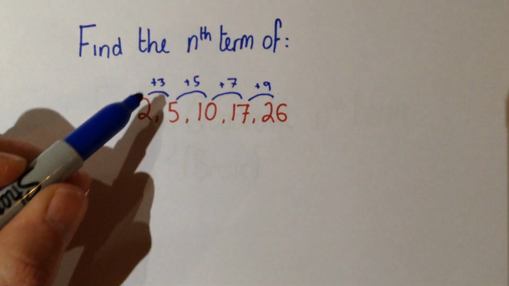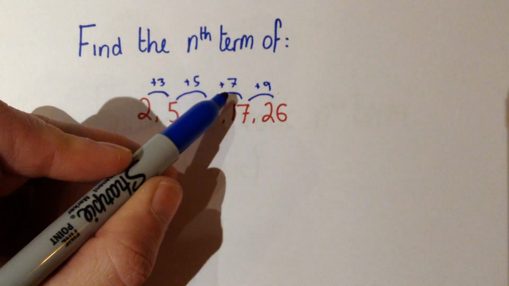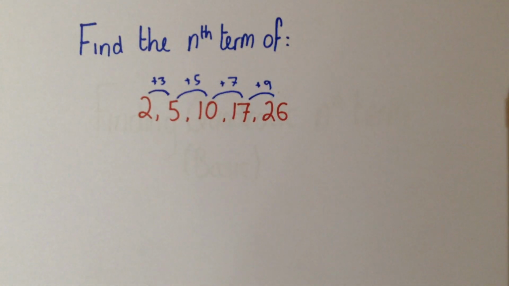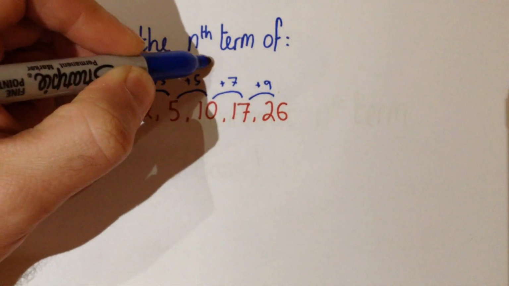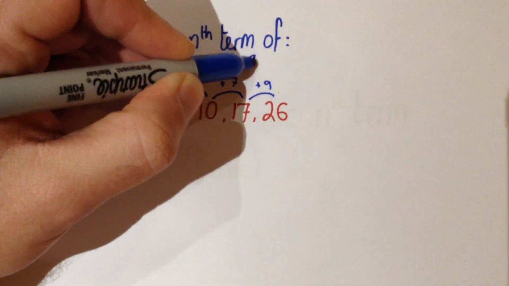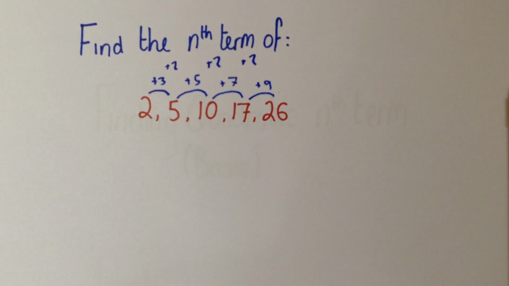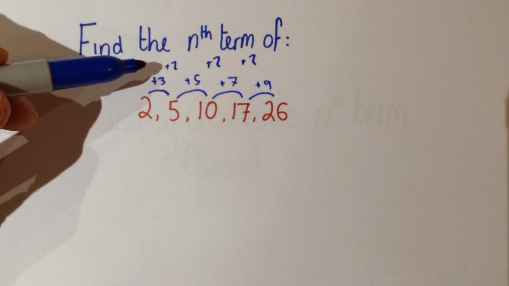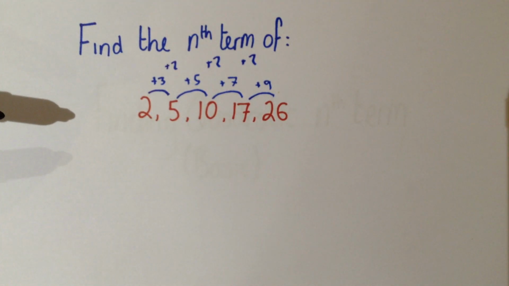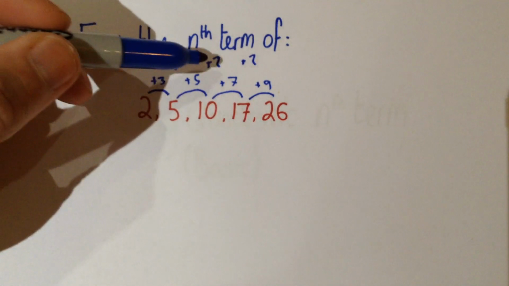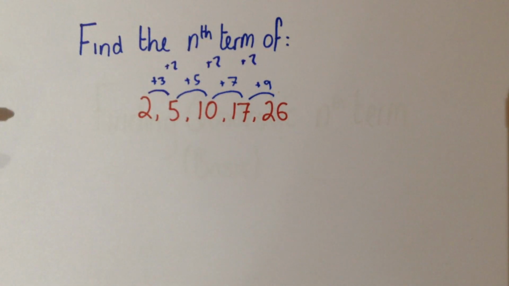However, what you might notice is that the amount that the difference is increasing by each time is the same. So this is increasing by 2 each time. This is known as the second difference, so the difference of the differences of each of the terms. If this number is the same each time, then you have got a quadratic sequence.